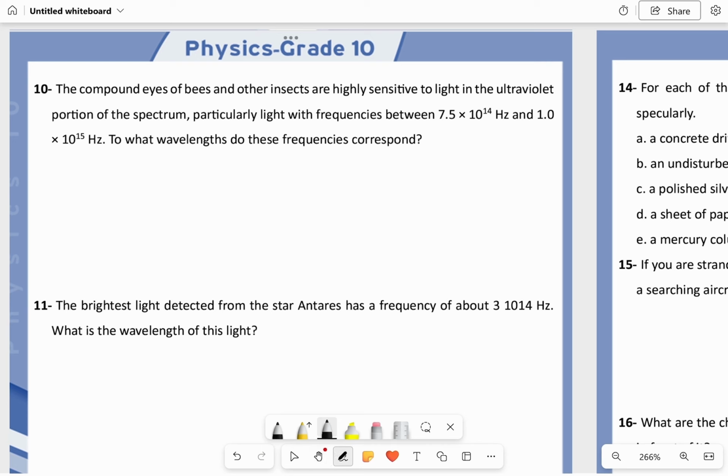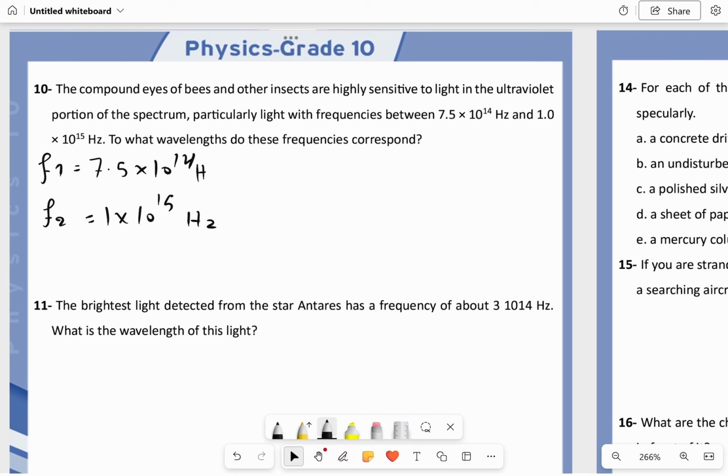Question 10. The compound eyes of bees and other insects are highly sensitive to light in the ultraviolet portion of the spectrum, particularly with frequencies between 7.5 times 10 to the power 14 Hertz and 1 times 10 to the power 15 Hertz. So we have two frequencies. F1 is equal to 7.5 times 10 to the power 14 Hertz, and F2 is equal to 1 times 10 to the power of 15 Hertz. It says, to what wavelength do these frequencies correspond?